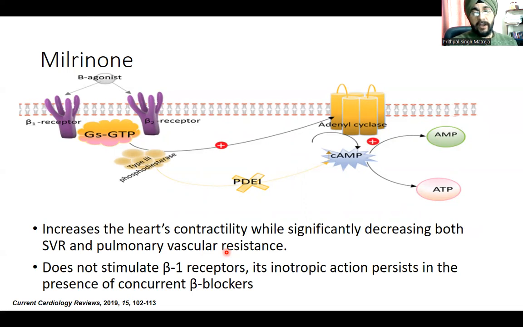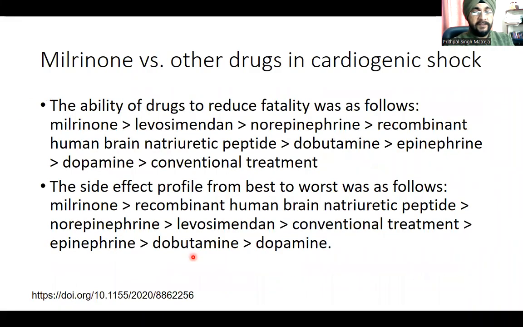That gives it a significant advantage for the use of this particular drug in cases of cardiogenic shock. Now, this particular drug acts on the degradation of cyclic AMP to 5' AMP, and that is where it tends to act. It increases the level of cyclic AMP, whereby it causes an increase in heart contractility while significantly decreasing both the systemic vascular resistance and pulmonary vascular resistance due to the vasodilatation that is associated with it.